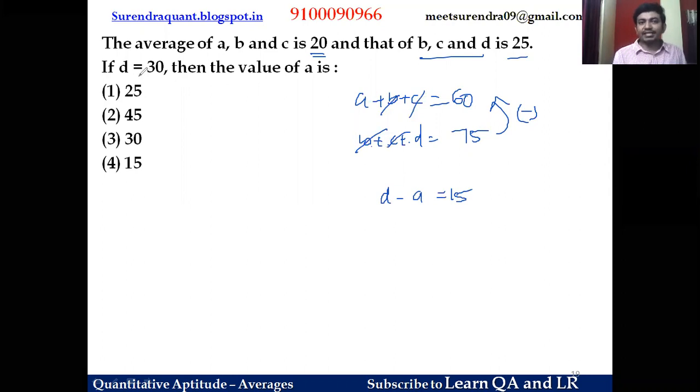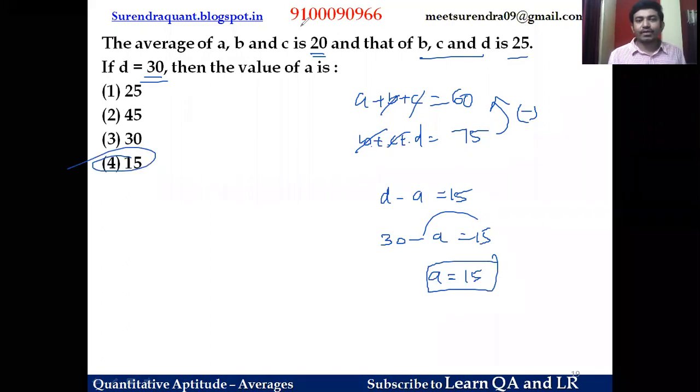But D is given as 30. So 30 minus A equals 15. If 15 comes to the other side, A is 15. So option 4. So please be very spontaneous so that you can do much better.